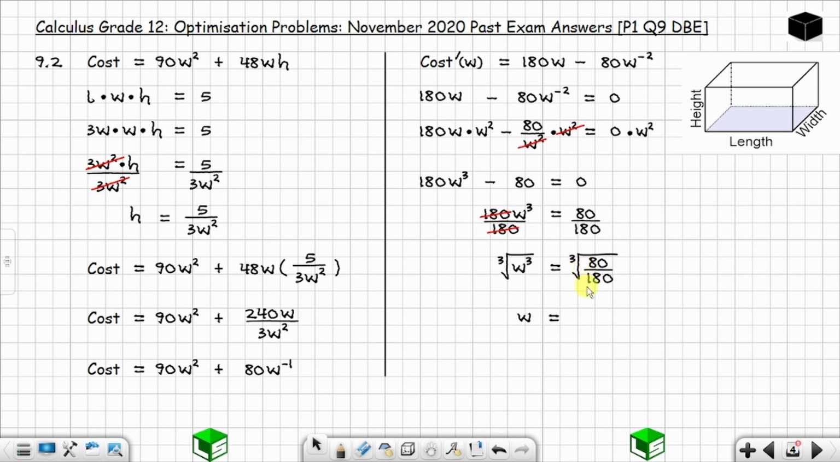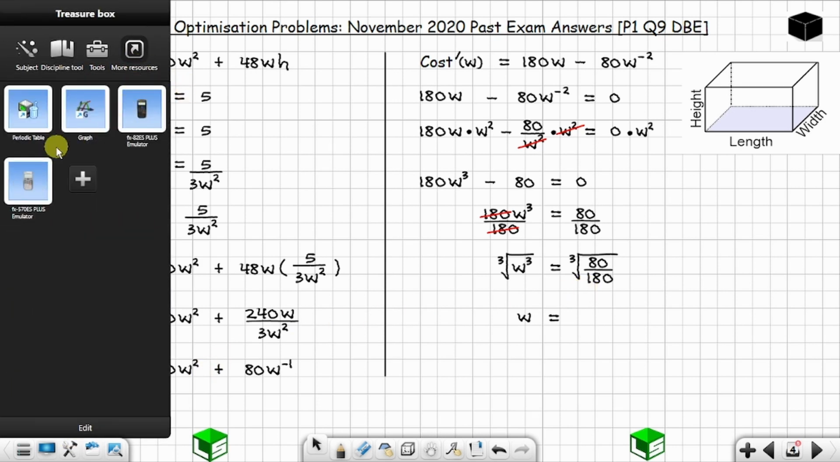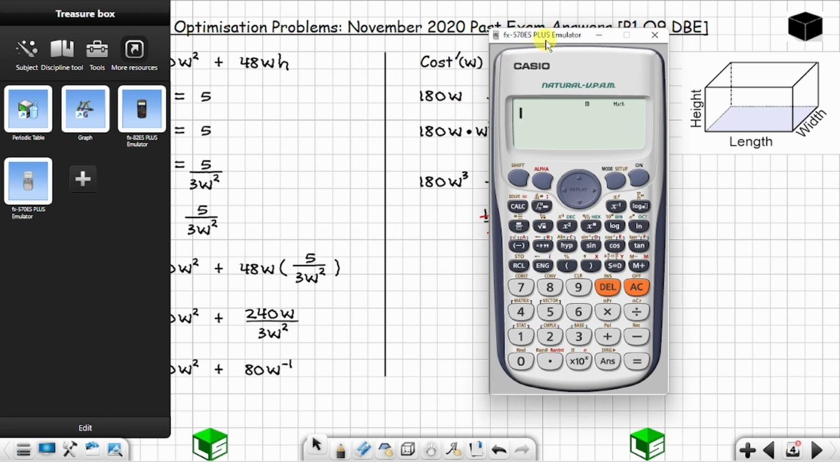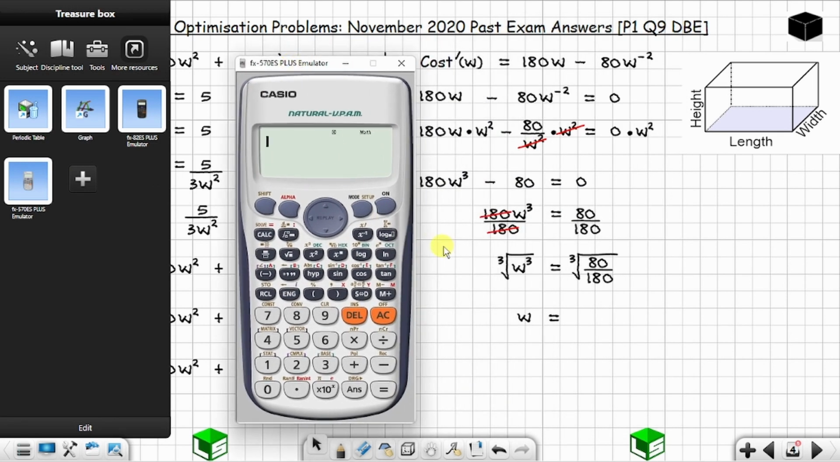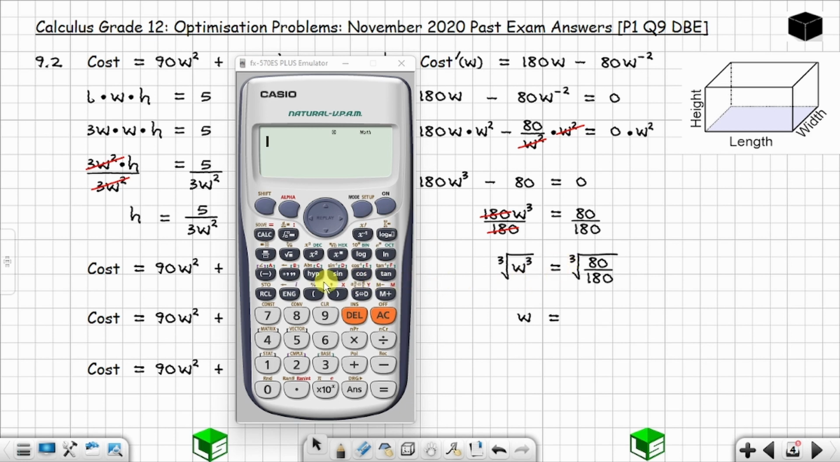Let's use our calculator. Okay, you can use your calculator as you follow along. Okay, so this is the calculator. Let's do this. So you take the cube root. Where is the cube root? Can you see the cube root there? So you press shift. Can you see cube root? Then you have 80 over 180. Can you see that this is equal to 0.76, if we keep it to 2 decimal places.